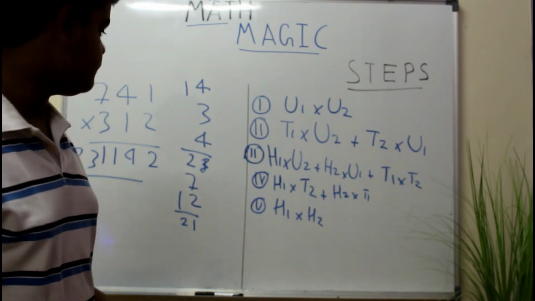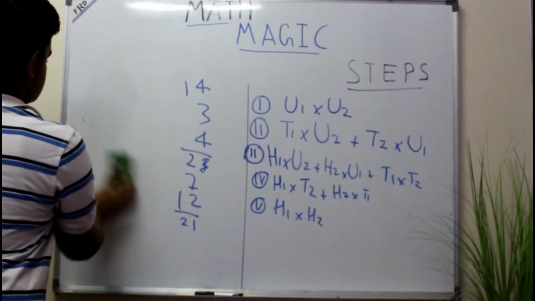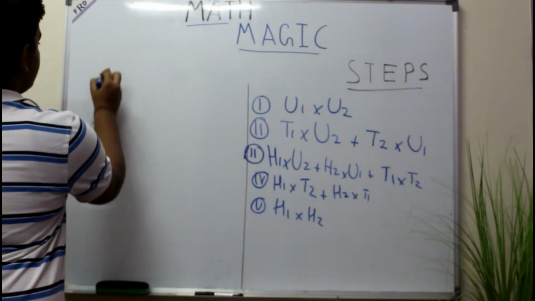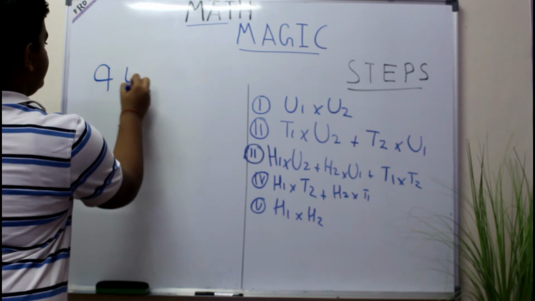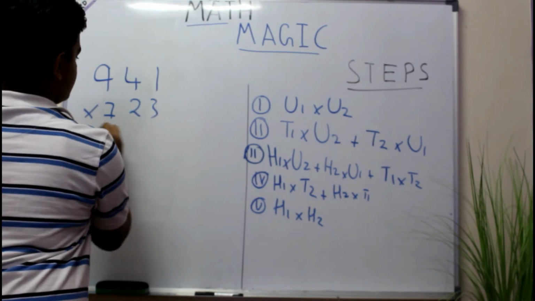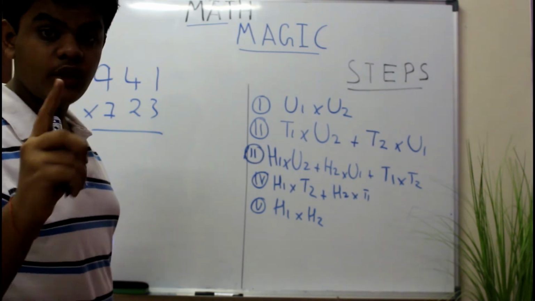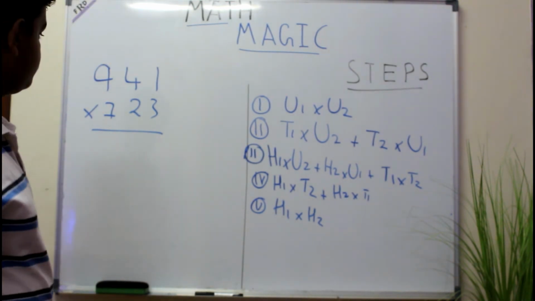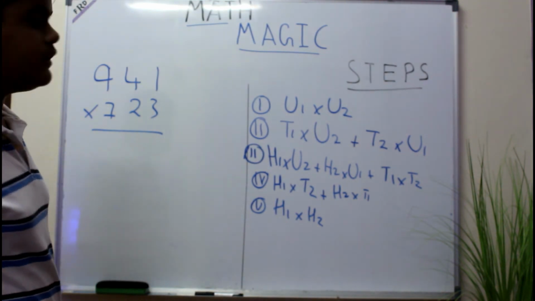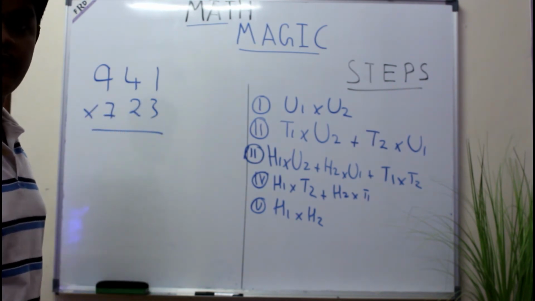This is really simple. Let us take a tough question such as 941 multiplied by 723. So now in this question, you take a pen and a paper, pause this and solve it. This is really simple. 941 multiplied by 723. By now, you would have got the answer.